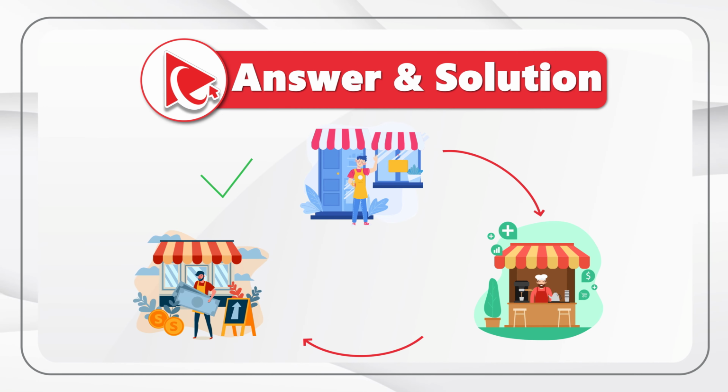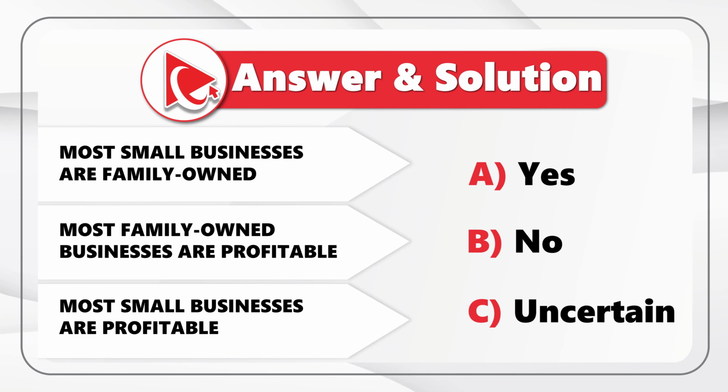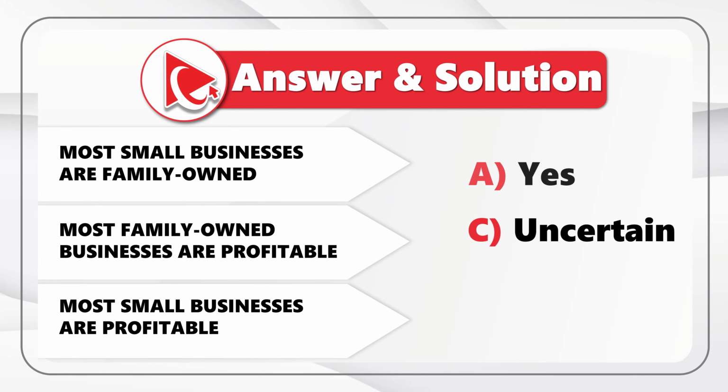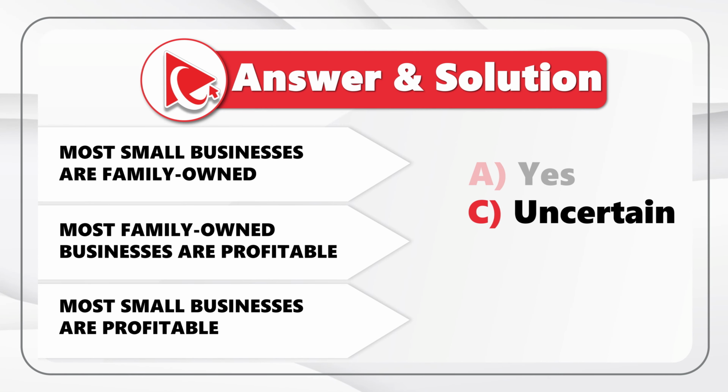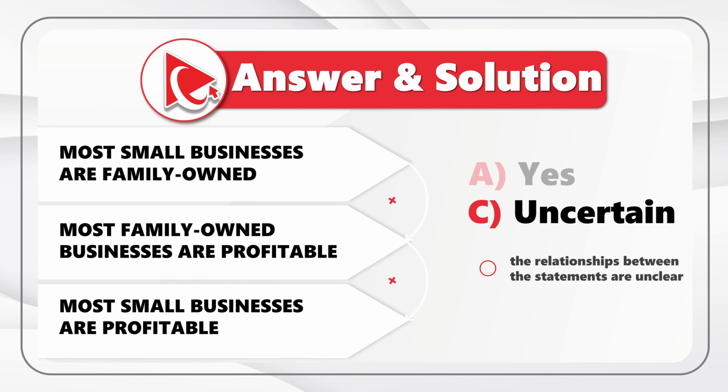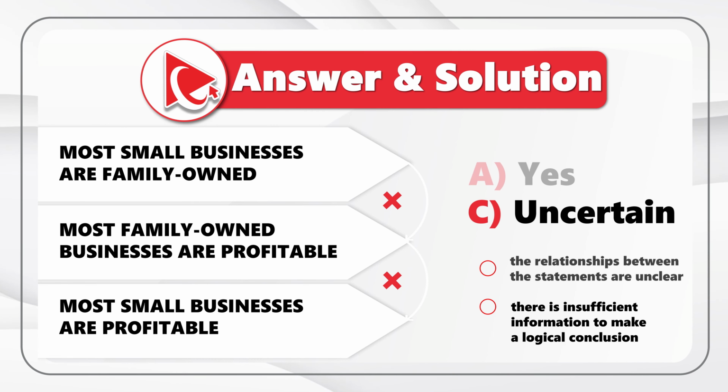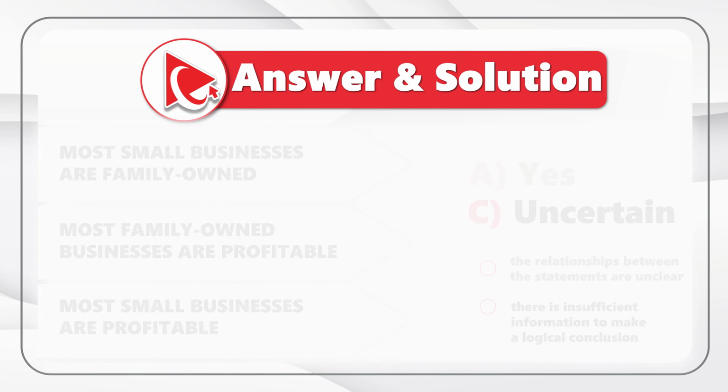What's interesting to note about this question is that answer C, uncertain, might also be accurate, and some test systems might be configured to accept it as the accurate answer. The main reason is that if the relationship between the statements is unclear, or if there's insufficient information to make logical conclusions, you can answer uncertain.